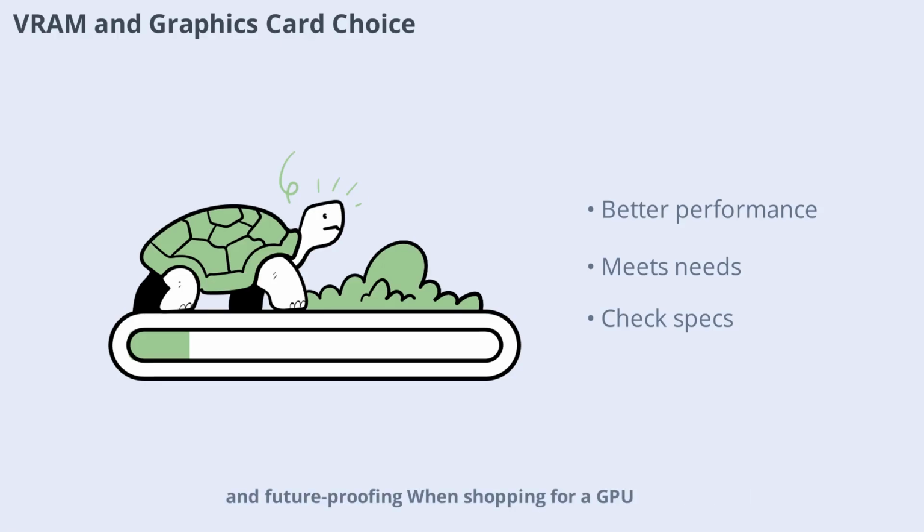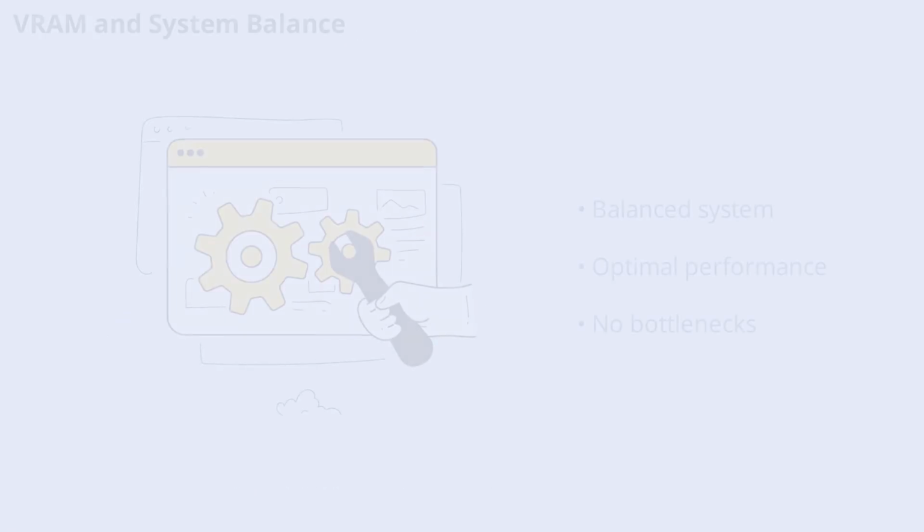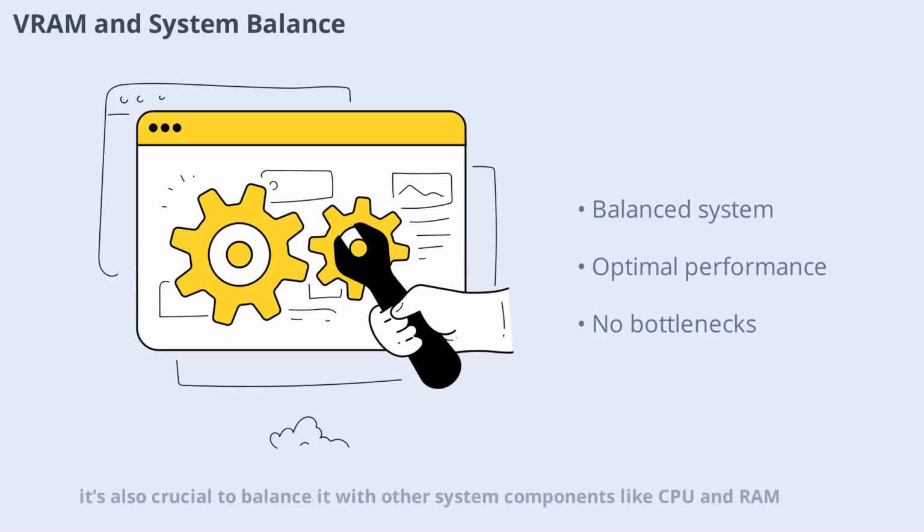When shopping for a GPU, check the VRAM specs to ensure it meets your needs. While VRAM is important, it's also crucial to balance it with other system components like CPU and RAM. A well-balanced system ensures optimal performance and prevents bottlenecks. Consider all parts when upgrading for the best results.